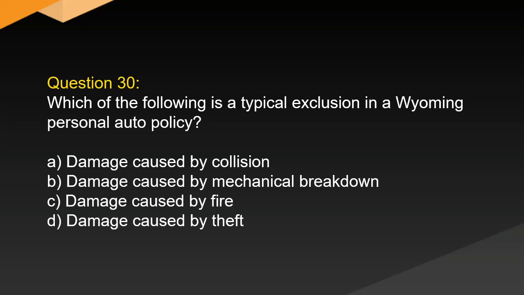Question 30. Which of the following is a typical exclusion in a Wyoming personal auto policy? A. Damage caused by collision. B. Damage caused by mechanical breakdown. C. Damage caused by fire. D. Damage caused by theft.